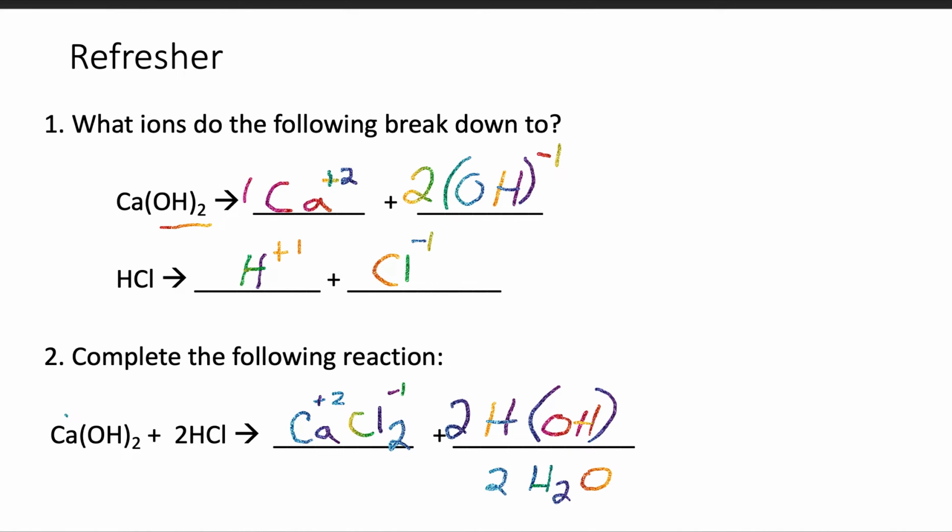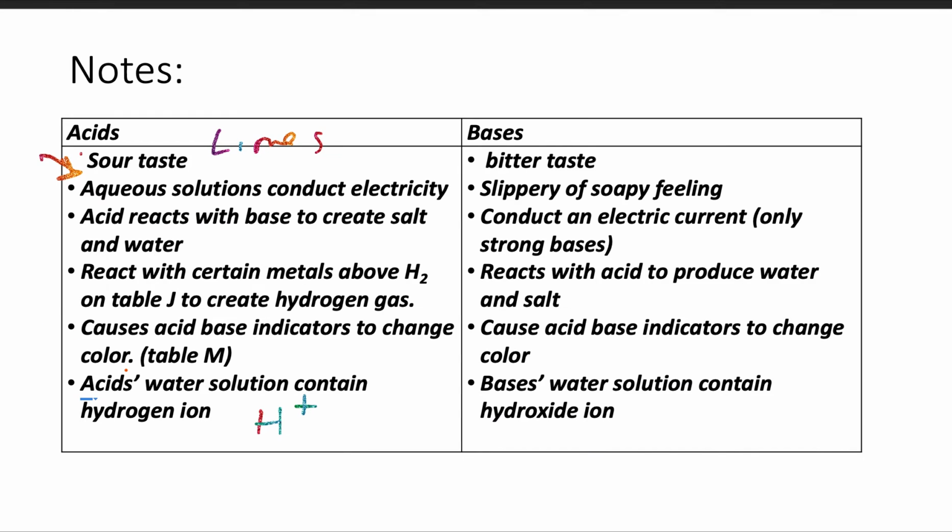So we can almost say that when we're looking at acids, acids usually have hydrogen in them, like HCl. So I'm going to write HCl down here as an example.